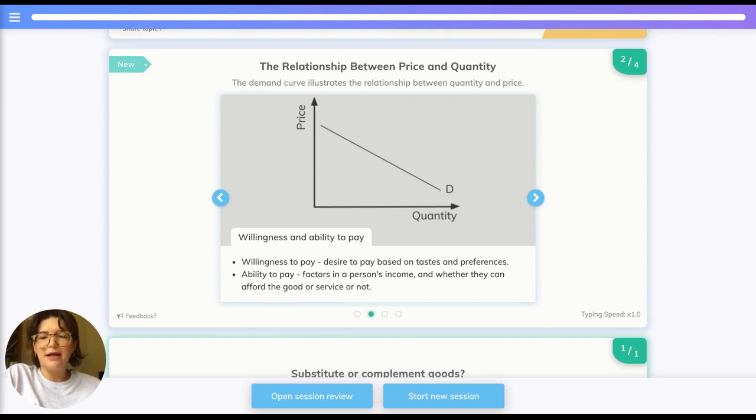Demand is affected by your willingness and your ability to pay for a good. Willingness is affected by tastes and preferences, whereas your ability to pay for a good is based on your income. So it's effectively if you can physically afford to buy a good or service.